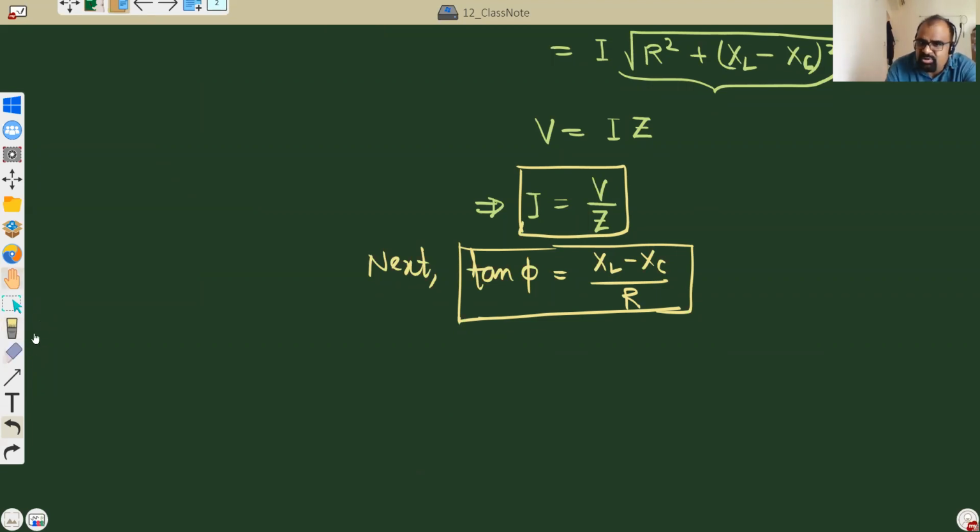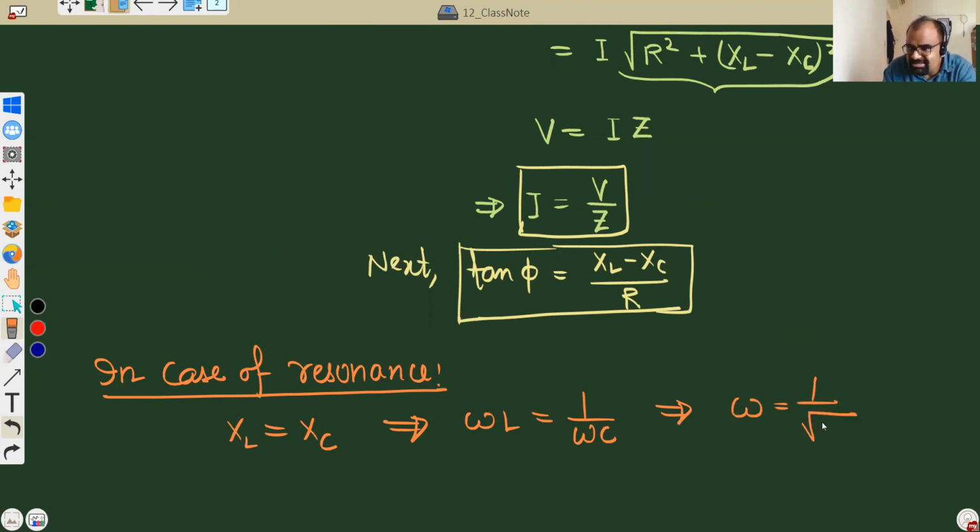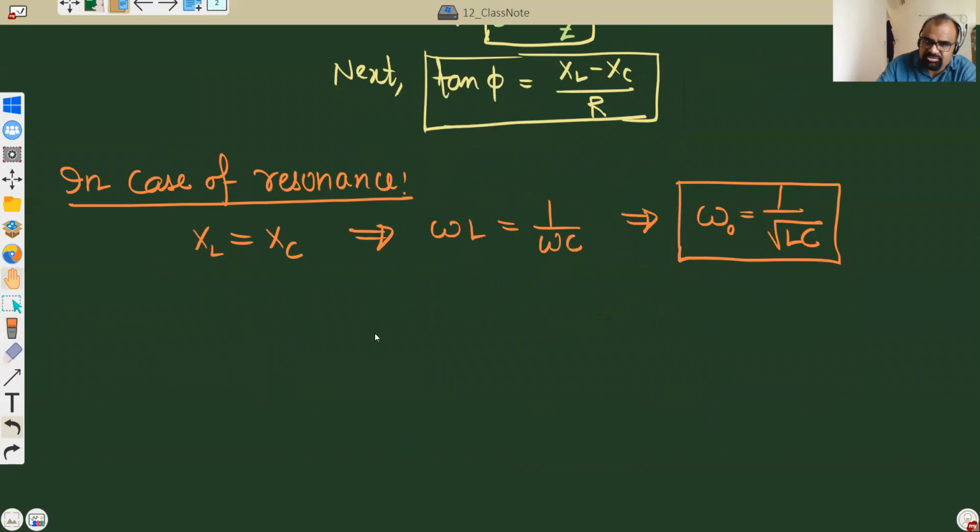Now, in case of resonance, what happens? In case of resonance, XL and XC are equal. In other words, omega L is equal to 1 by omega C. In other words, omega is equal to 1 by root LC. And this is called resonant angular frequency. We can represent it with omega dot, or omega naught, whatever.